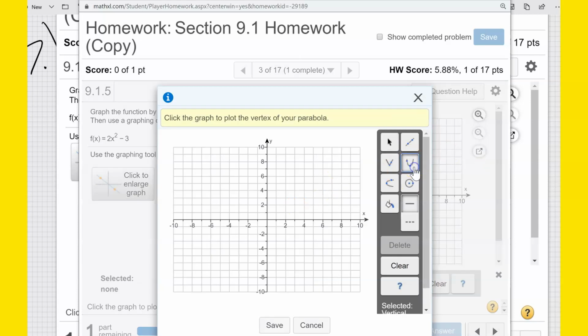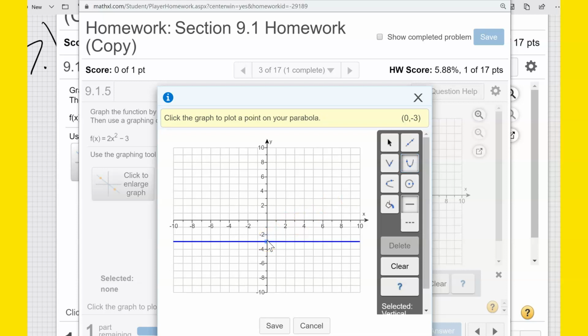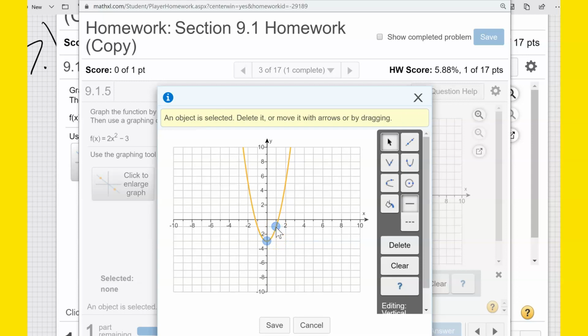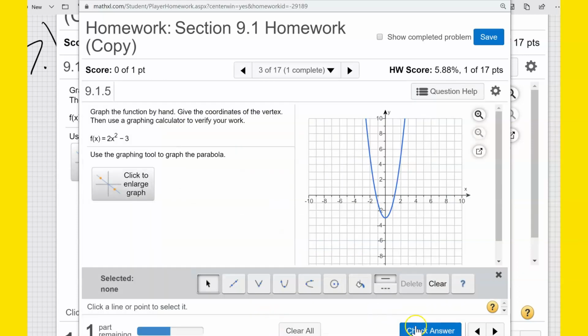Again, I click the vertical parabola tool. I put a point on 0, negative 3. Then I go over 1, and normally I go up 1, right? But I'm going to go up 1 times 2 because 2 is the number in front of the x squared. So I go over 1 from the vertex, and I go up 2. That's the only point I have to put, and it graphed the whole parabola for me. And that's it.